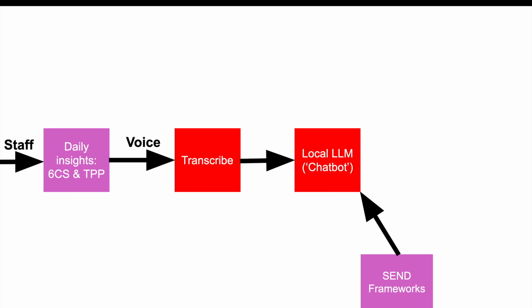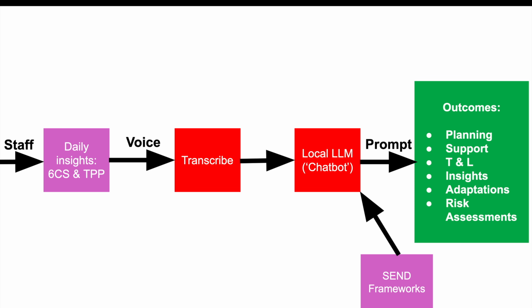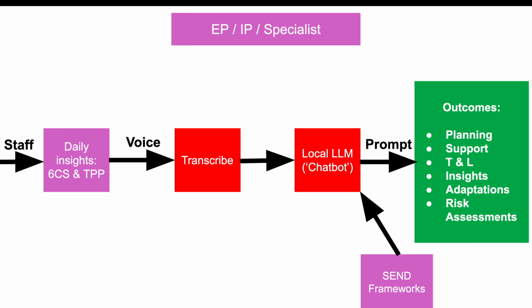We'll then obviously add SEND frameworks to it. So in my case, it will be 6 core strengths and TPP, so the LLM understands which areas and what our approach is. The beauty of this is if we change the approach, we just change the framework and write the prompt differently. We then write the prompt. We can get various outcomes from planning, support, teaching and learning, insights, any adaptations that need to be made, or risk assessments.